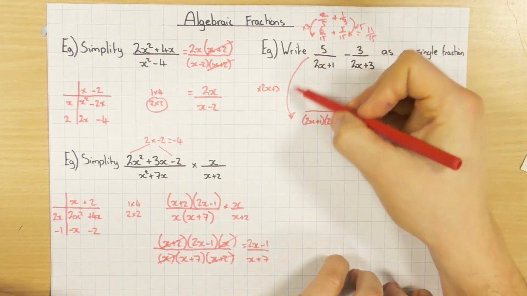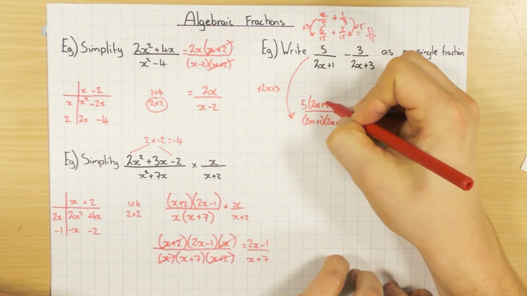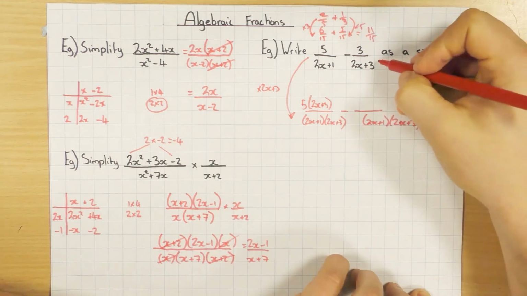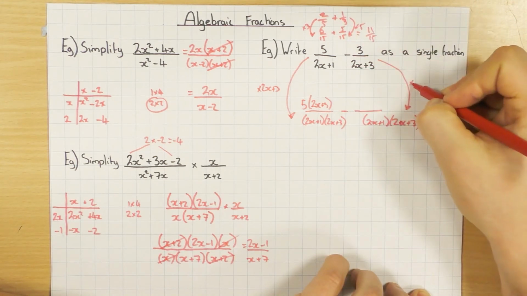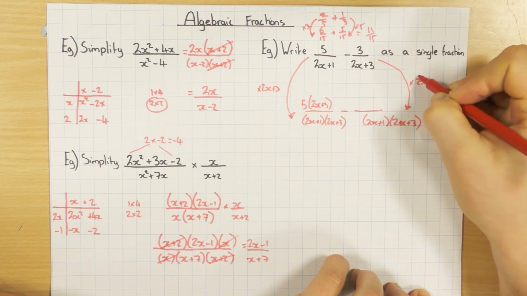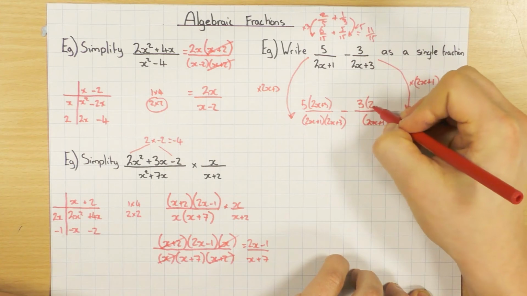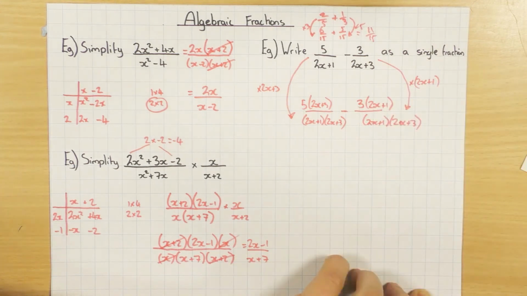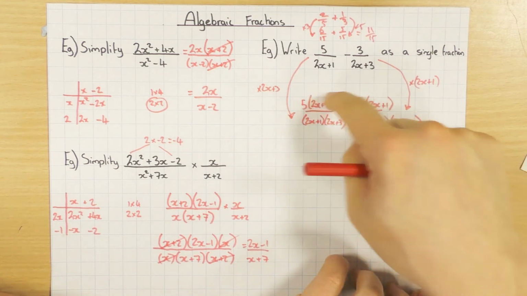So I do exactly the same thing to the top. So I have 5, and then in brackets 2x plus 3. And I do the same technique over here. What do I times this by to get to this? Well, I times by 2x plus 1. So I'm going to do the same thing to the top, 2x plus 1. Once you're done that, I've got my denominators the same. I can now subtract the numerators.